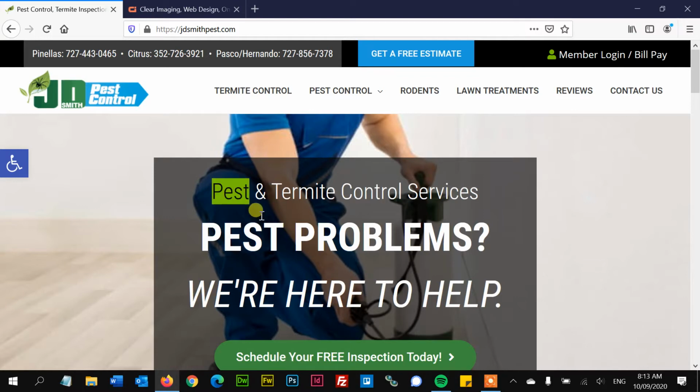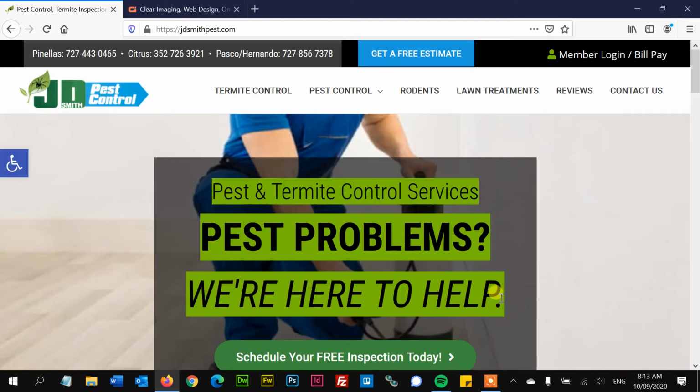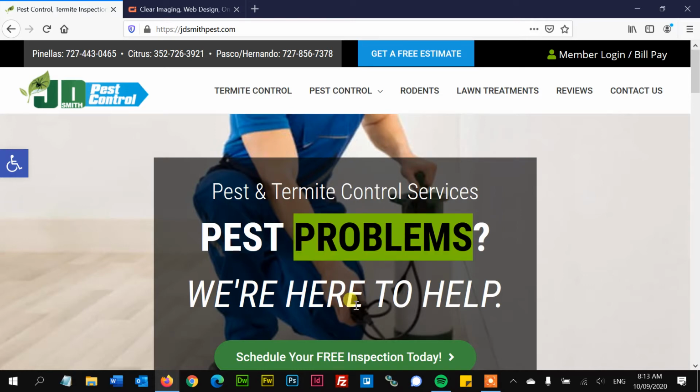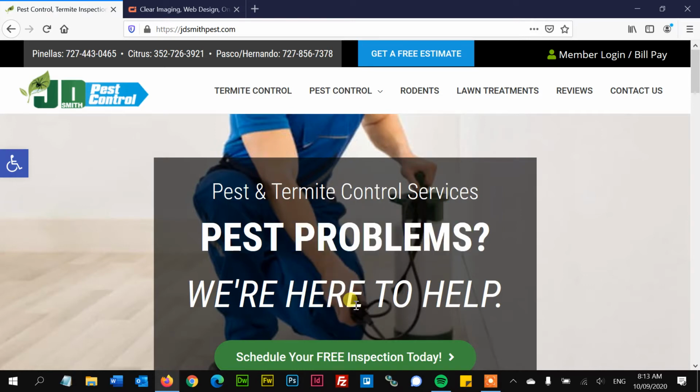I could think of some modifications to this, but this is a great example of what you should be doing on your homepage, is calling out your exact service, what problem you're going to solve. And then ideally you would mention the desired result that you're going to give them, like peace of mind, or being able to sleep without being bitten by bugs. Whatever it is, this is very nicely done. However, there's too much competition with all these other elements, right?